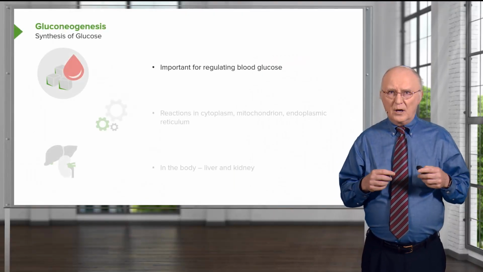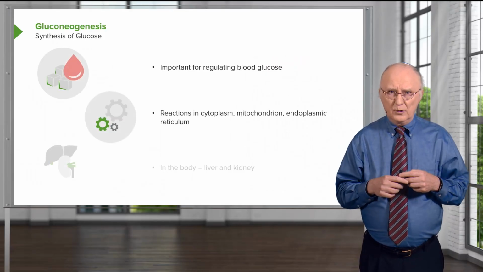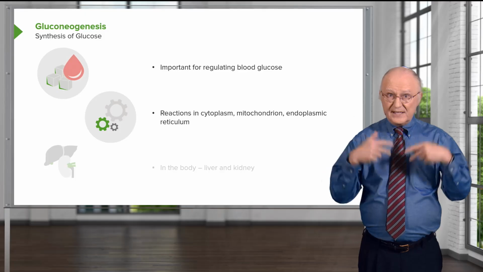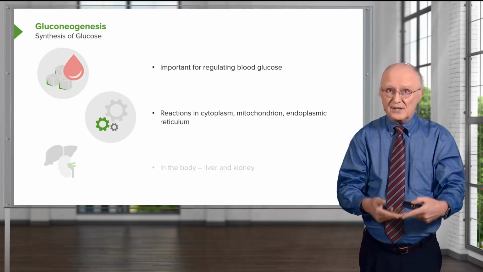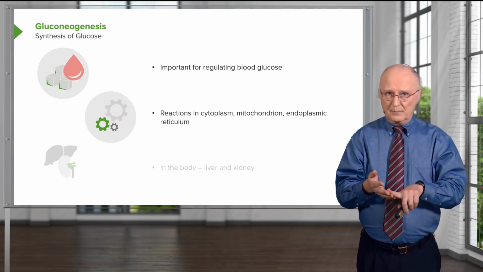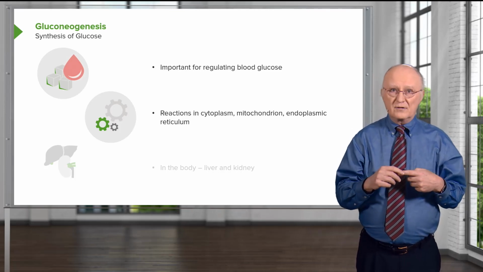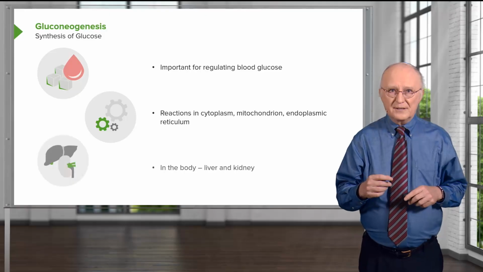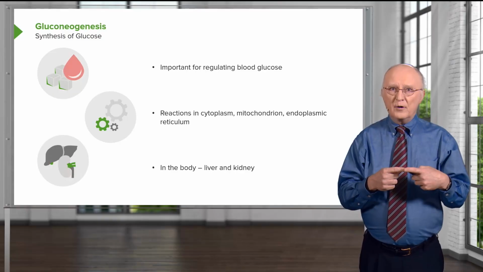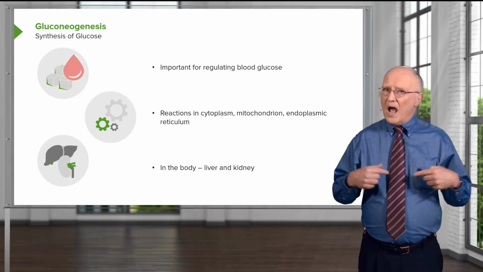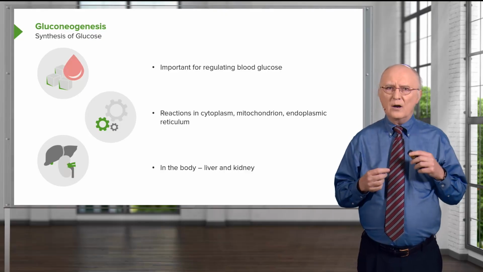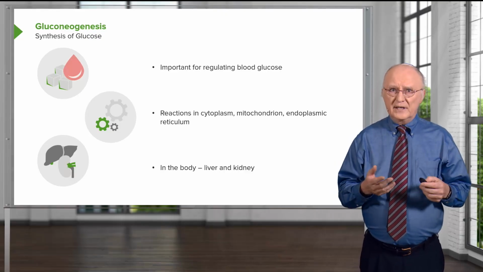The synthesis of glucose, as I said, is important for regulating blood glucose. And so we have reactions in gluconeogenesis that occur within a cell that actually does gluconeogenesis in the cytoplasm, in the mitochondrion, and the endoplasmic reticulum. You'll recall that all the reactions of glycolysis occurred in the cytoplasm. In the body, as I said, we make glucose in 2 primary organs, the liver and the kidney. And the liver of the 2 is pretty much the most important because it helps modulate all kinds of nutritional needs in our body.